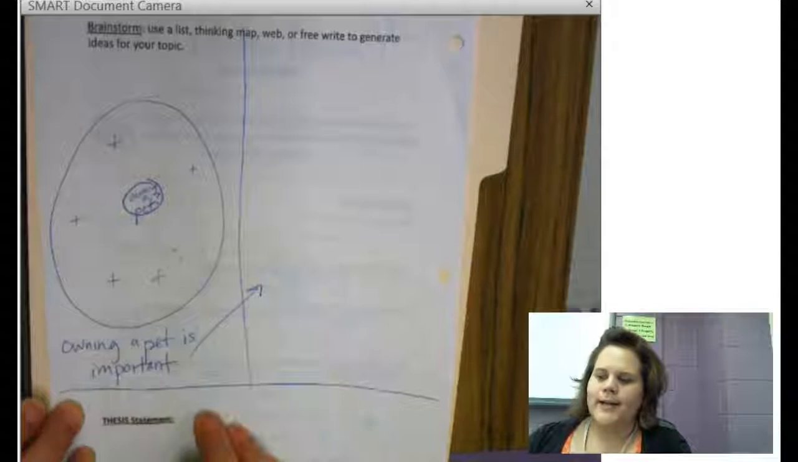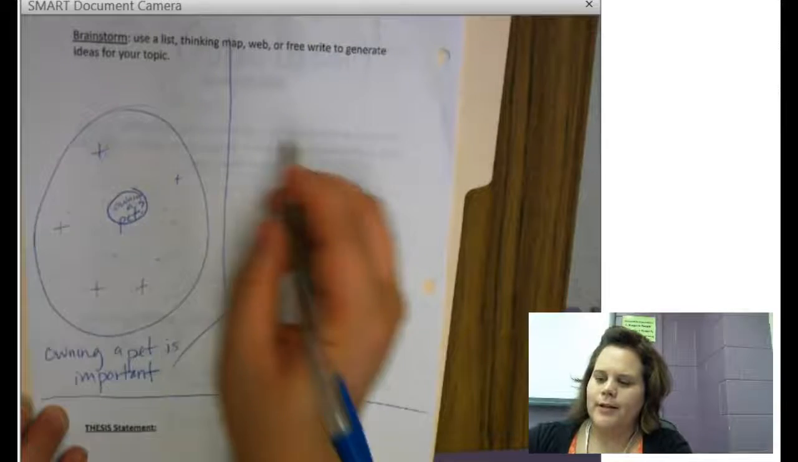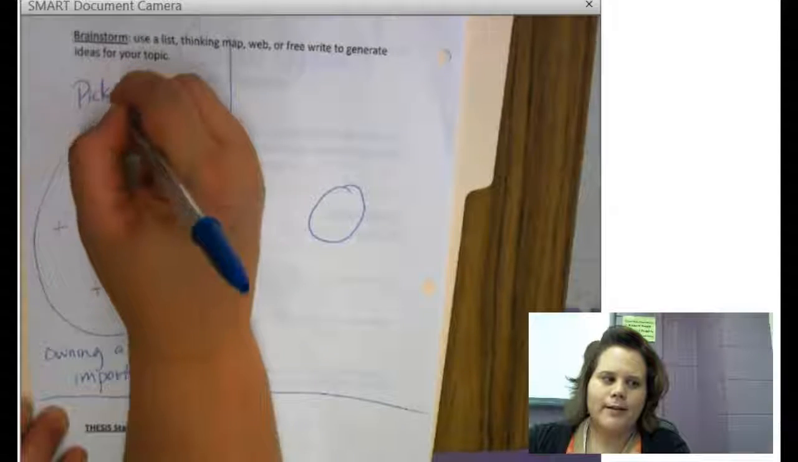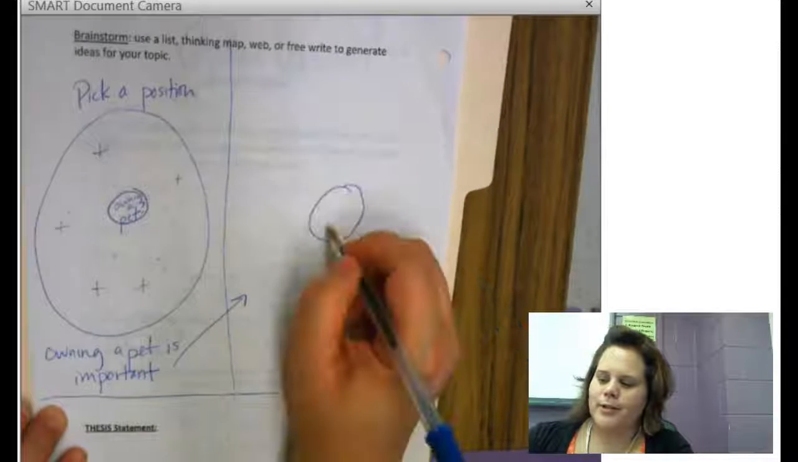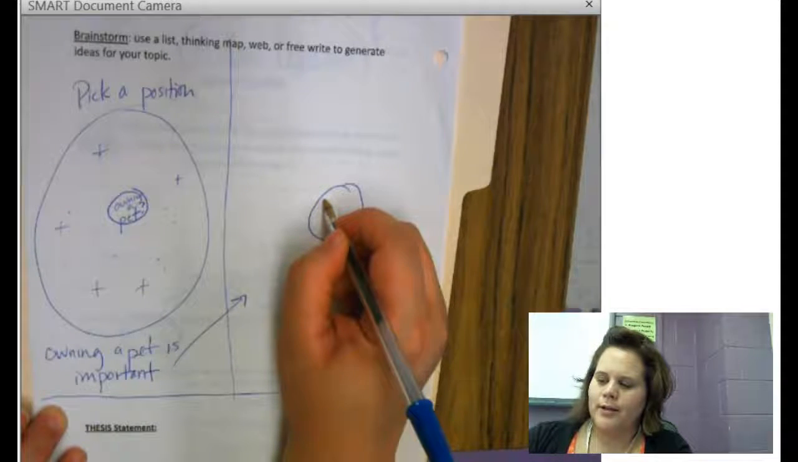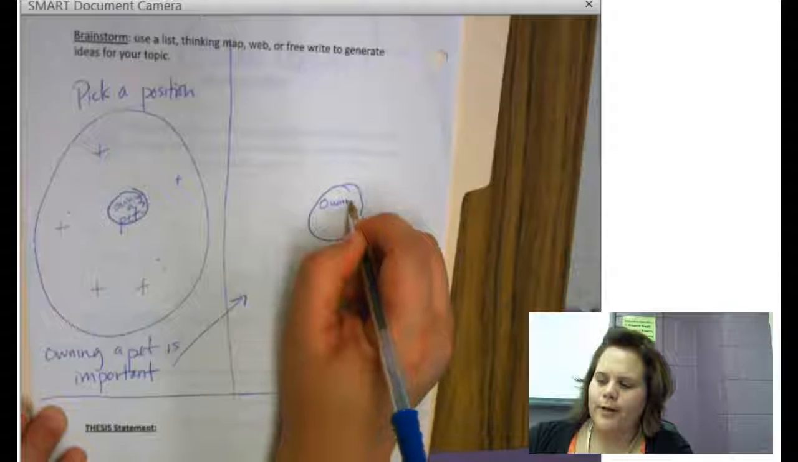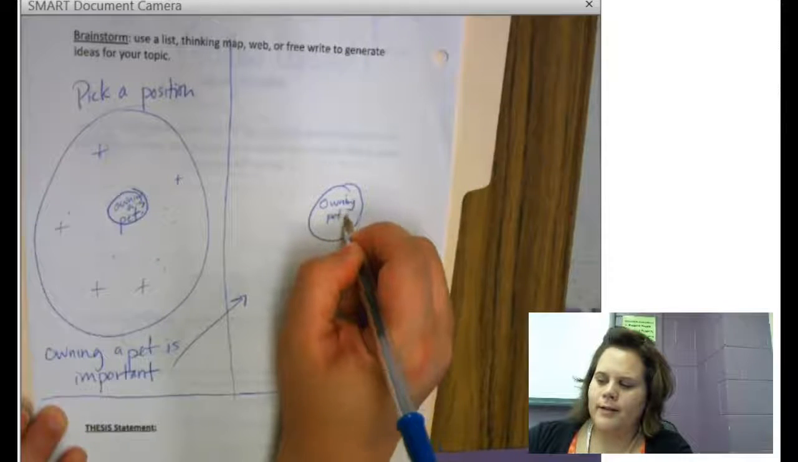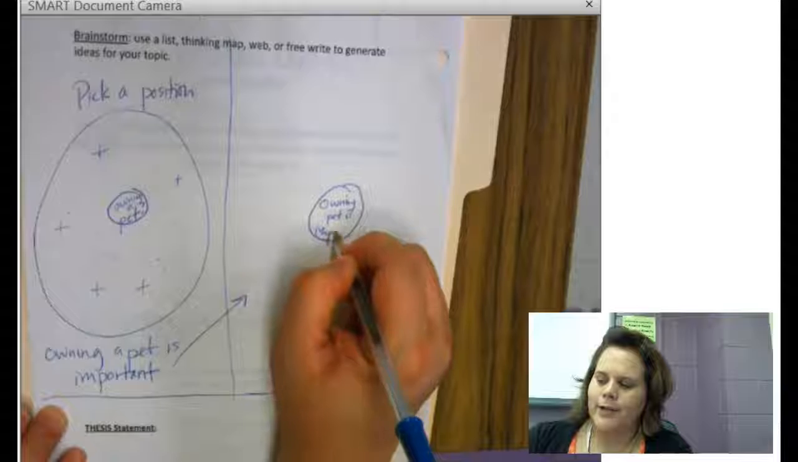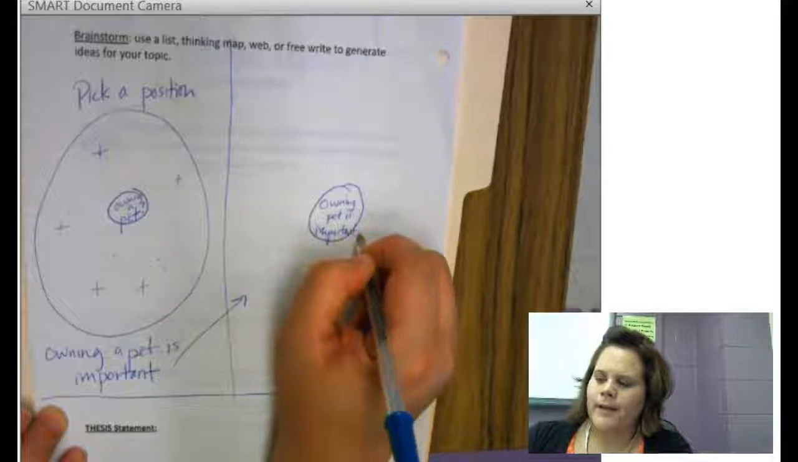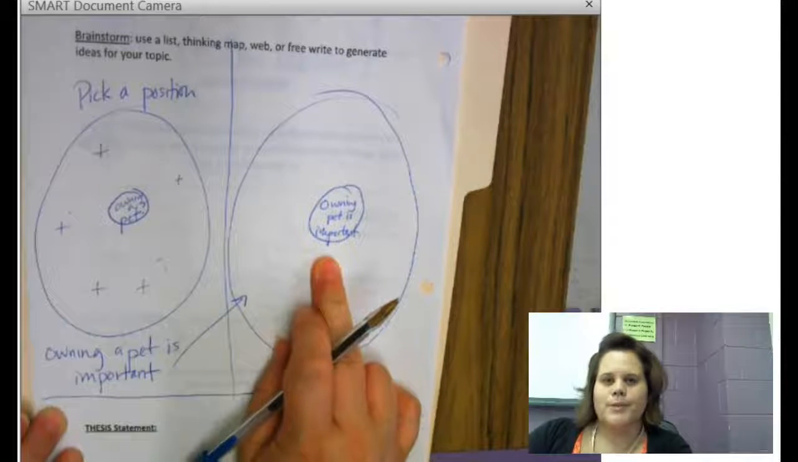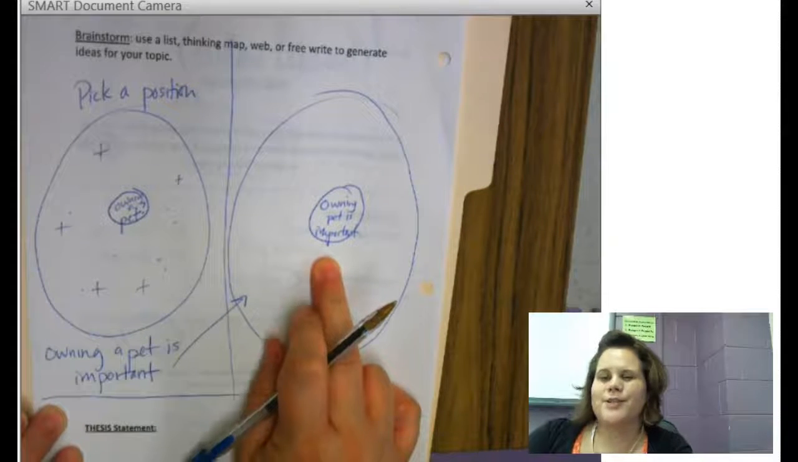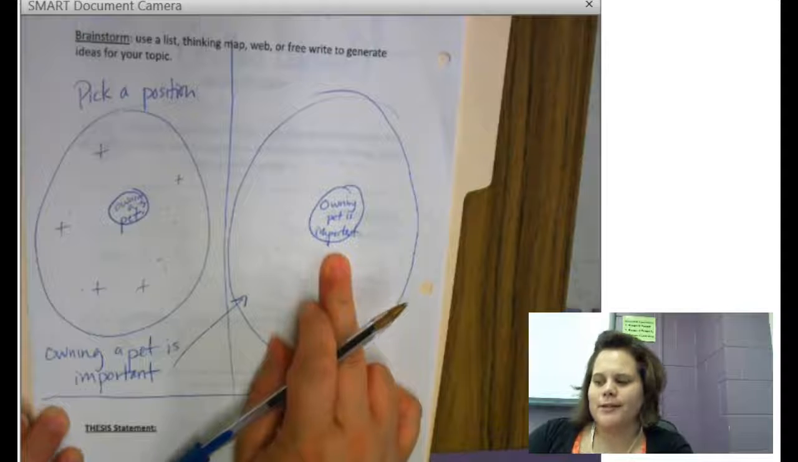Once you pick a side, that's your new topic. So this is to pick a position. Once you pick a position, this is your position. So I'm going to say owning a pet is important. That's my new topic. Now everything I think about should try to support this position. What are some things that would support that owning a pet is important?